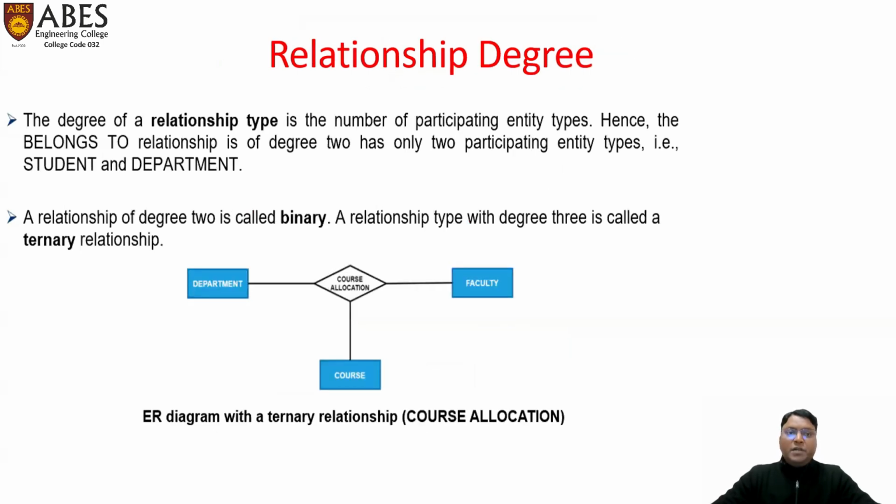Relationship degree. The degree of a relationship type is the number of participating entity types. Hence, the belongs to relationship is of degree 2, as it has only two participating entity types, that is student and department. A relationship of degree 2 is called binary because there are two entities. A relationship type with a degree 3 is called a ternary relationship. So the given diagram shows a ternary relationship because department, faculty and course, these entities are connected with the help of the course allocation relationship. So this is called a ternary relationship.